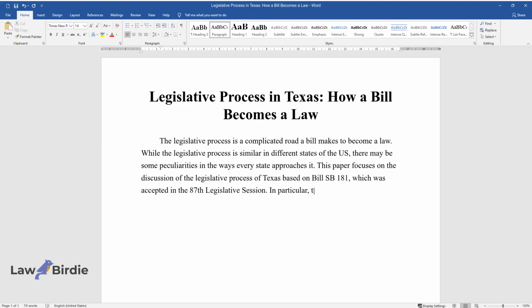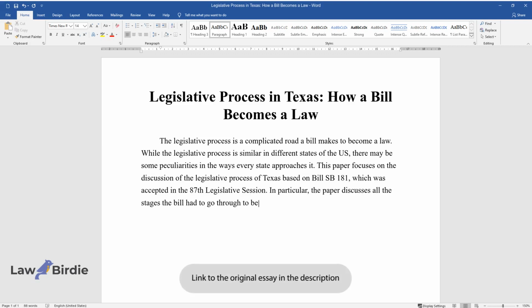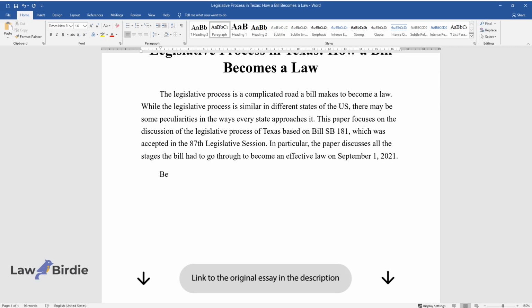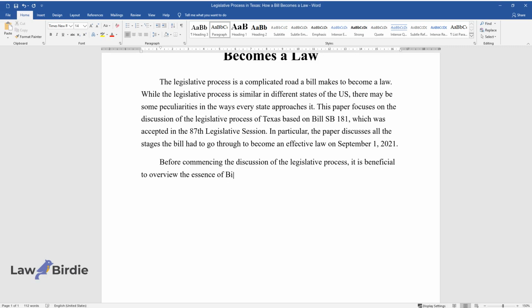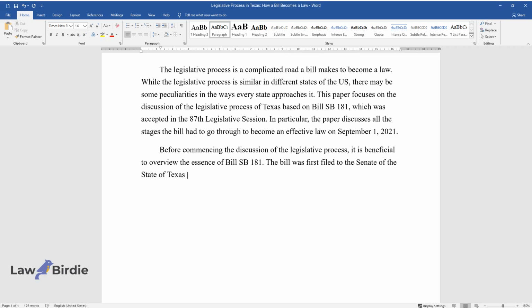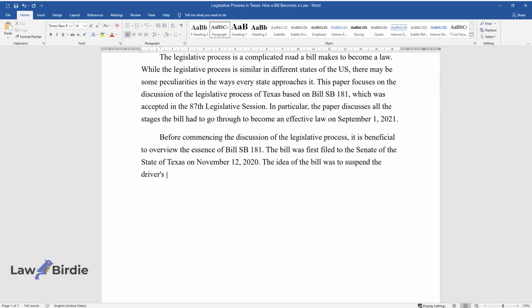In particular, the paper discusses all the stages the bill had to go through to become an effective law on September 1, 2021. Before commencing the discussion of the legislative process, it is beneficial to overview the essence of Bill SB 181. The bill was first filed to the Senate of the state of Texas on November 12, 2020. The idea of the bill was to suspend the driver's licenses of people who have committed certain types of offenses.